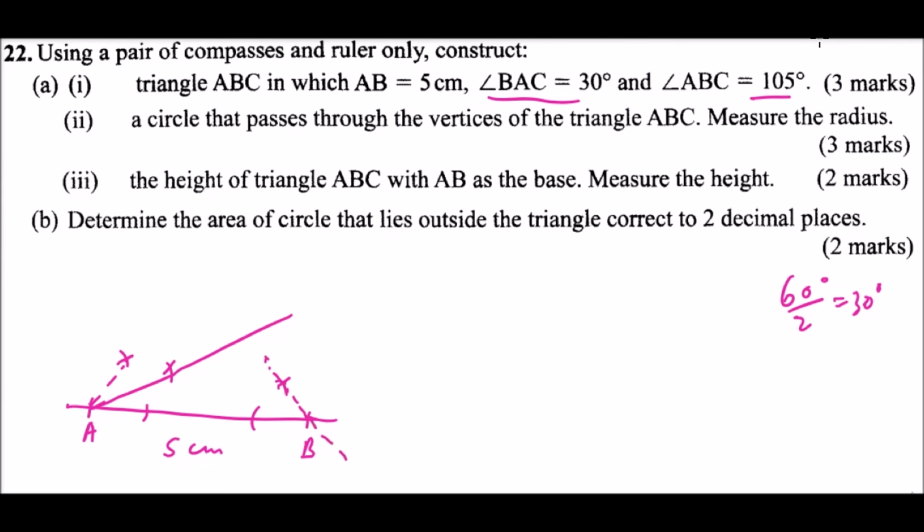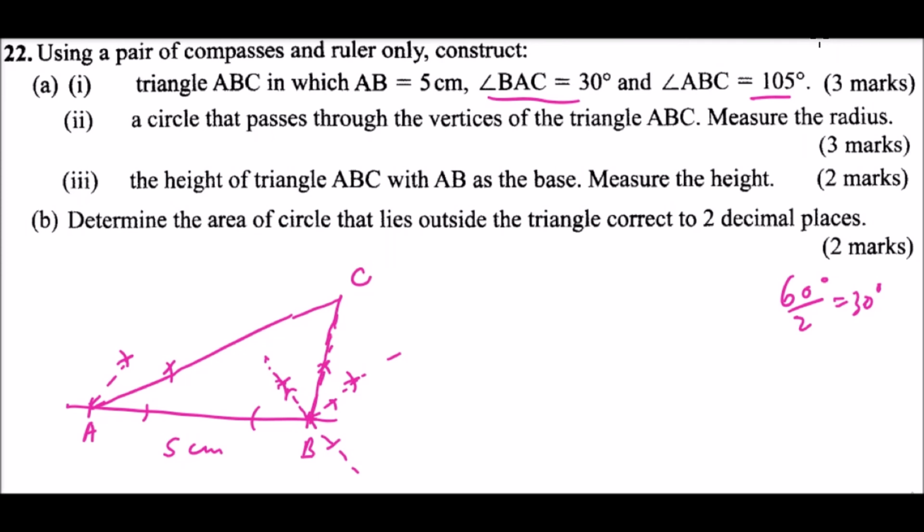You can extend that line, use this point to construct an angle of 90. So you can make two marks like that, make two arcs here. You come up with angle 90, then you bisect this angle, and you'll be able to get where the position of C is. So that is how you construct that.